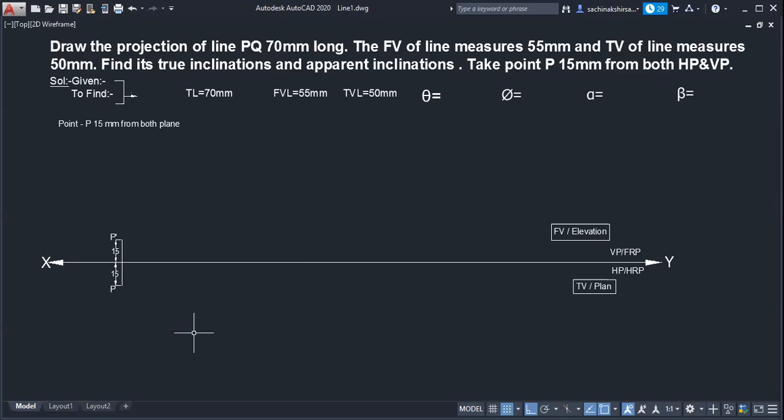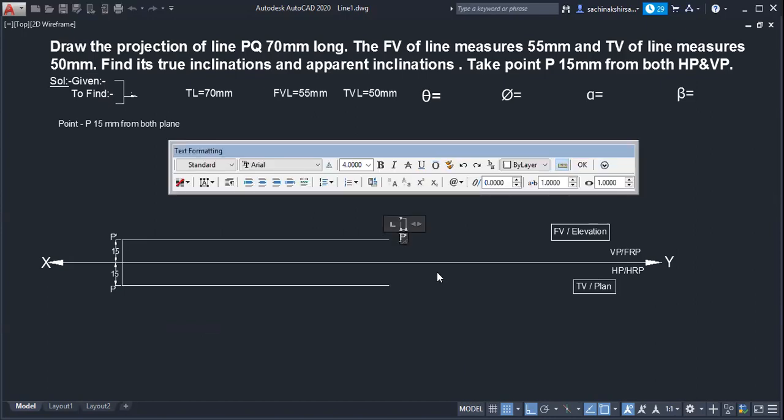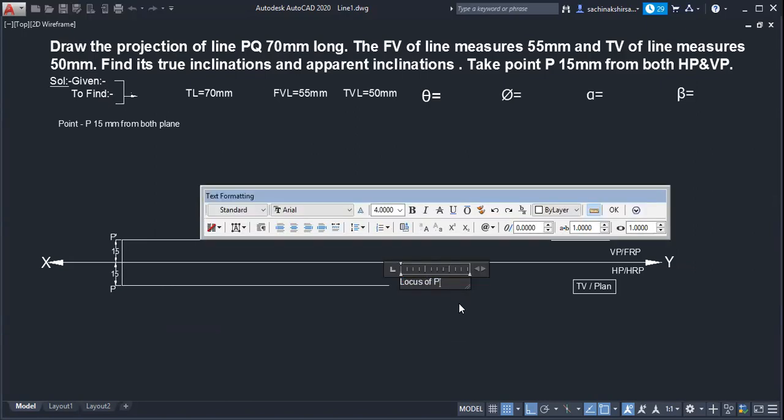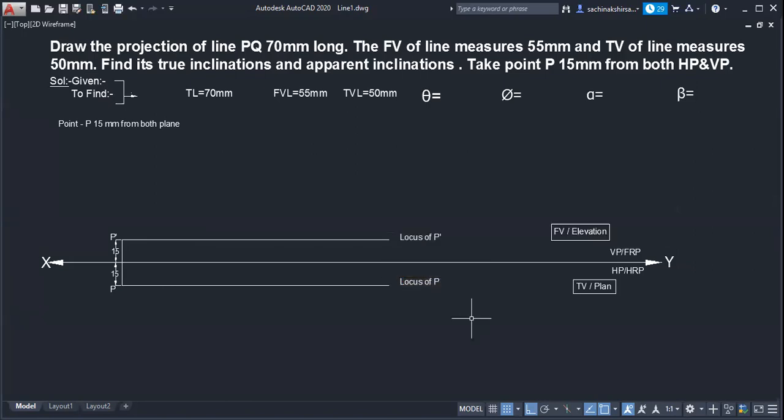Means that point will be there on that particular locus. So immediately again I will mark locus of P dash and locus of P. Now what to do? Will you think and tell? Just think what we can do now.